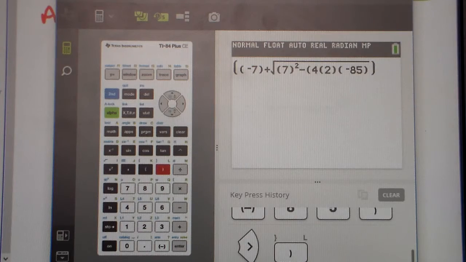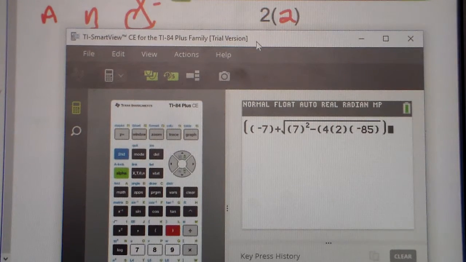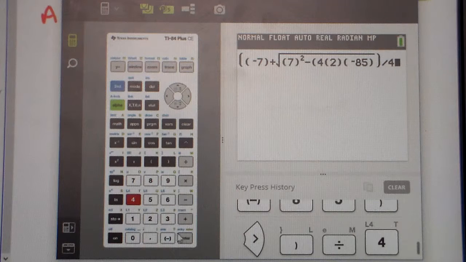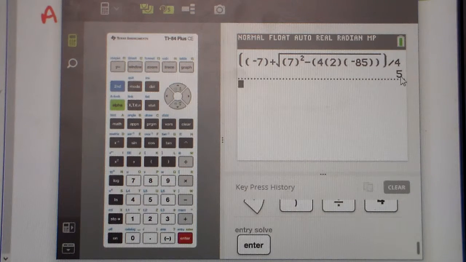That's my entire numerator. And then we're going to divide that by 2 times 2, which is really just 4. So we're going to divide by 4. Then we hit our enter button. Our answer is going to be 5. So one of our answers here is going to be 5. I'll write that down for us.